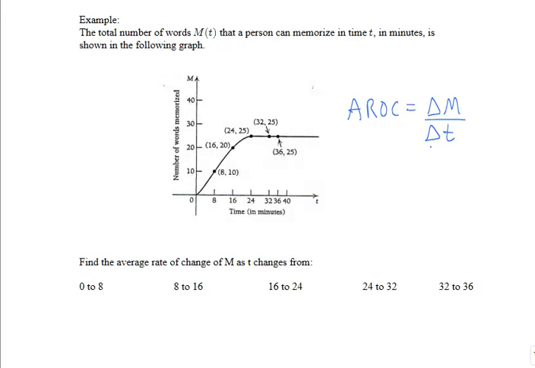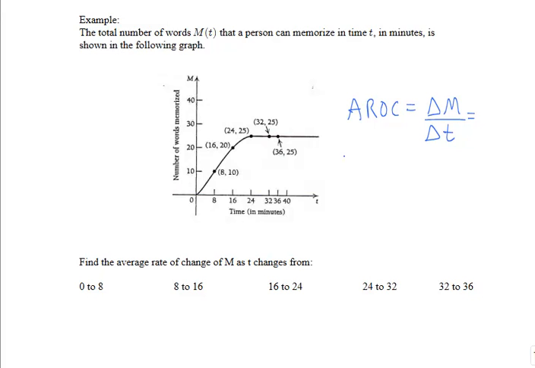This is exactly what slope is. It's like change in y over change in x. But in this particular example, we don't have y's and x's, we have m's and t's. So we're going to find these average rates of change exactly like we would find slopes.